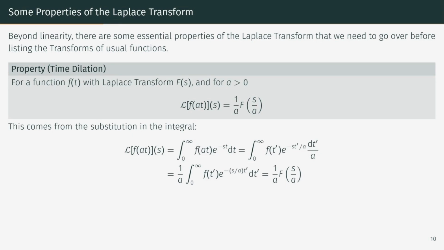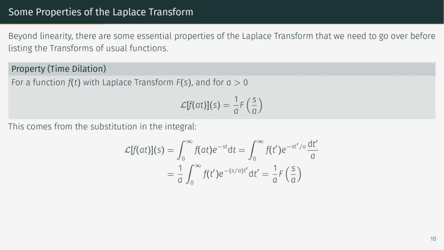which states that for a function f(t) with Laplace transform F(s), and for a greater than 0, the Laplace transform of f(at) equals 1 over a, F of s over a.